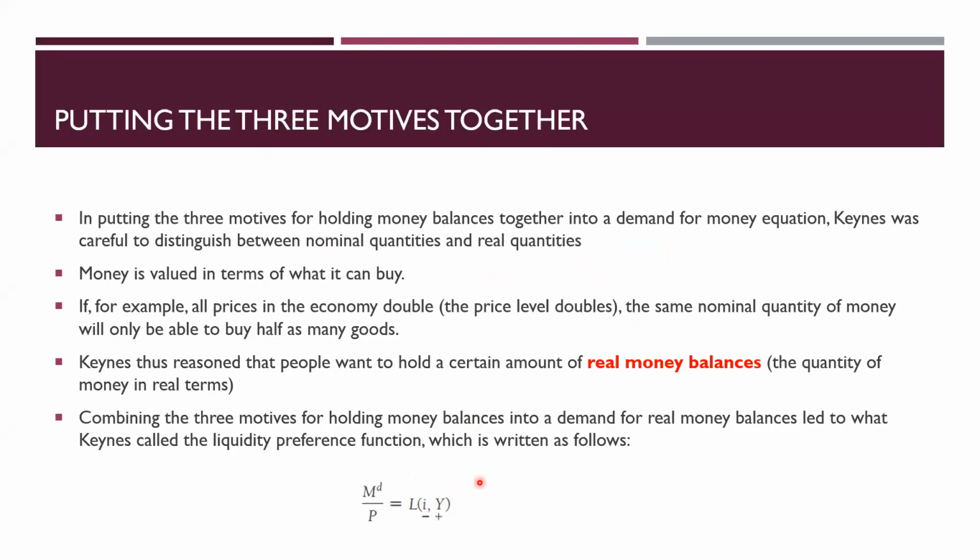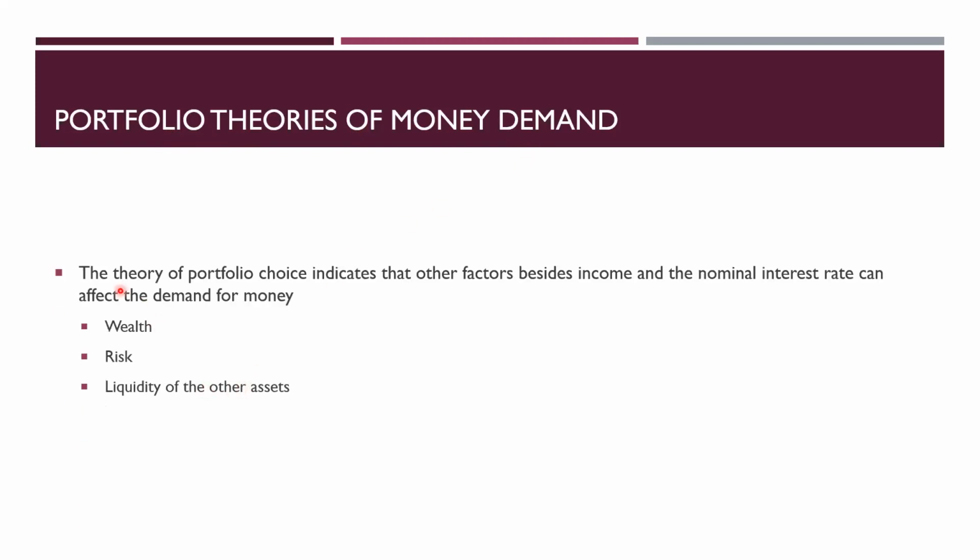Okay, let's move on. You can see that we can also add to this the portfolio theories of money demand, in which we are saying the theory of portfolio choice indicates that other factors besides income and nominal rates can also affect the demand for money, which includes your wealth, risk, and the liquidity of the other assets. And if you still remember quite well, we discussed in chapter 5 or learning unit 5 the factors that affect the demand for an asset. We said wealth, positive relationship, risk, negative relationship, liquidity, positive relationship.